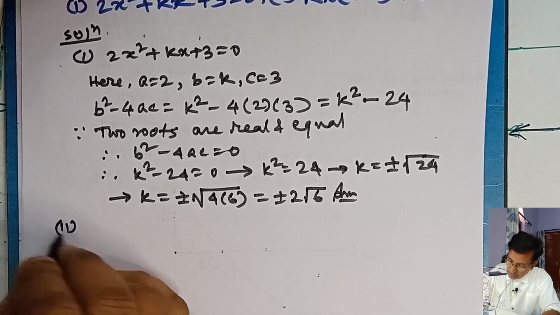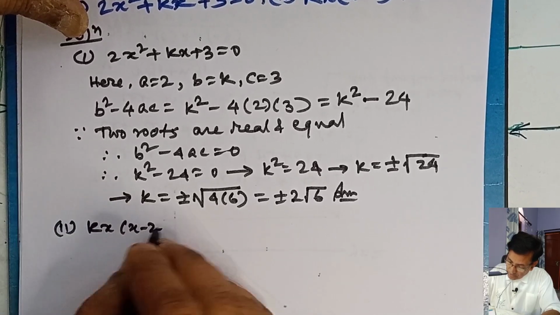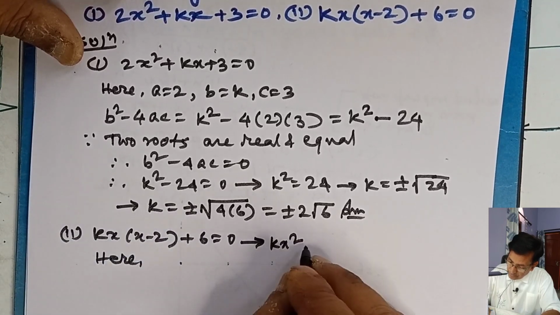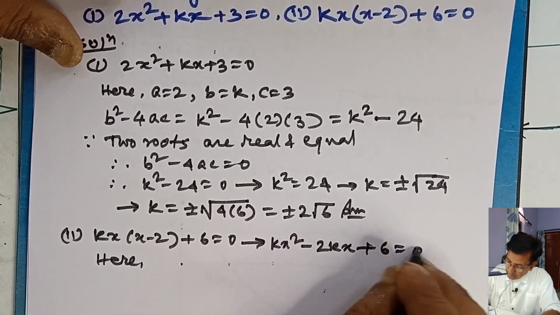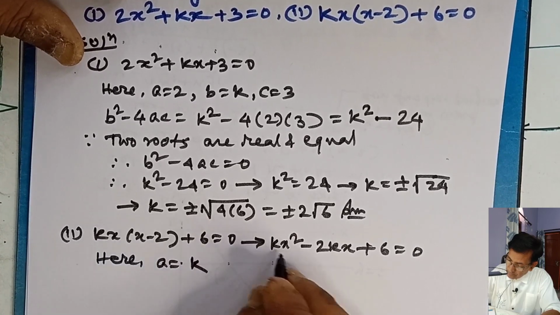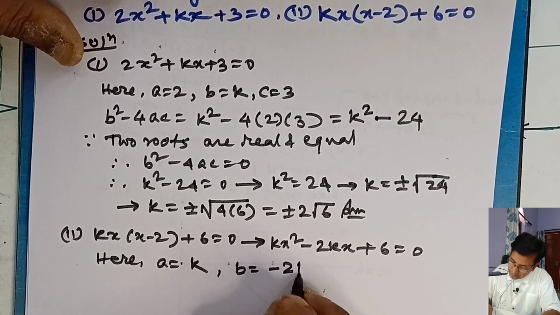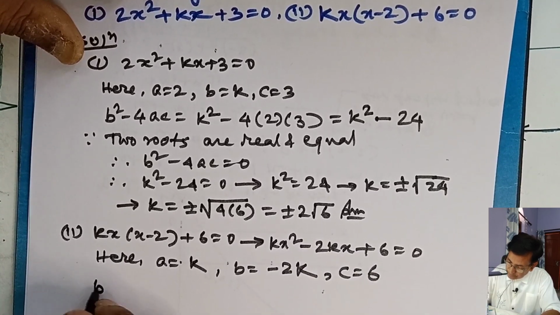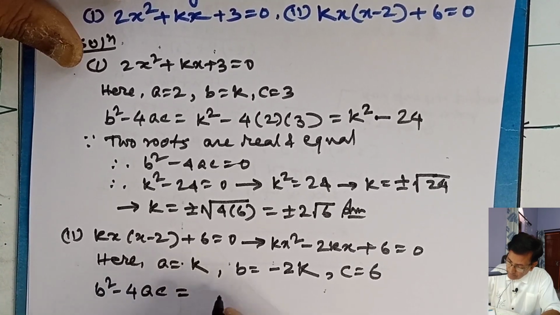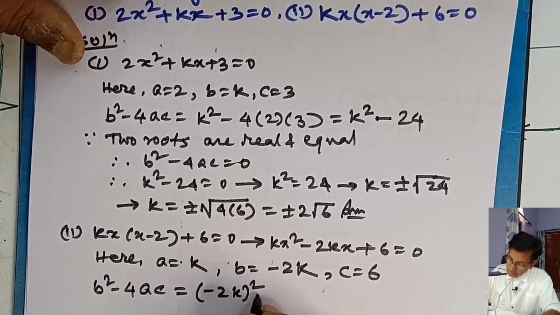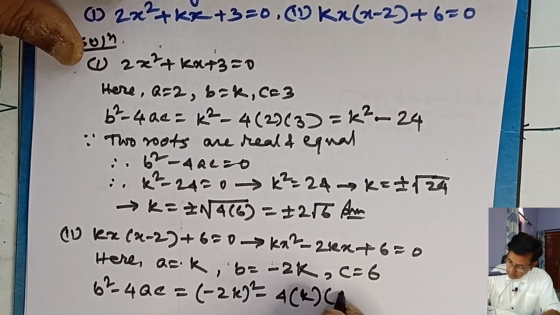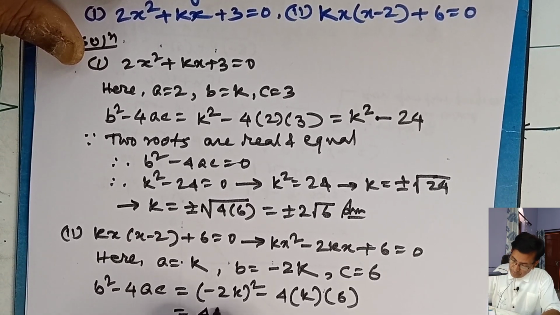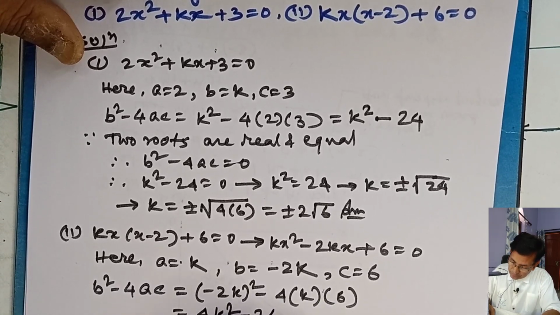For the second sum, kx into x minus 2 plus 6 is equal to 0, or kx square minus 2kx plus 6 is equal to 0. Here a is equal to k, b is equal to minus 2k, c is equal to 6. Discriminant b square minus 4ac is equal to minus 2k whole square minus 4 into k into 6, is equal to 4k square minus 24k.